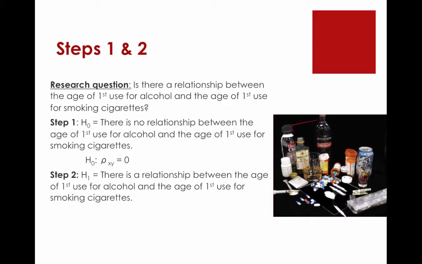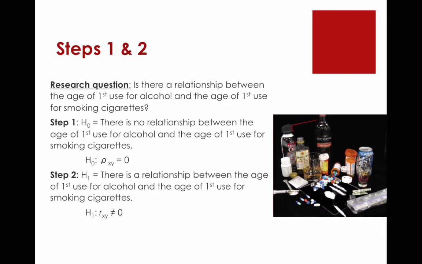So we're simply going to write out H sub 1 is r of x and y is not equal to 0. Because we know that if r is equal to 0, that means that there is no correlation, no relationship. But we're saying that there is a relationship. We're not necessarily saying whether that's a direct or indirect relationship. We're just saying that yes, there is. So r could be greater than 0 or less than 0. Thus, r is not equal to 0.